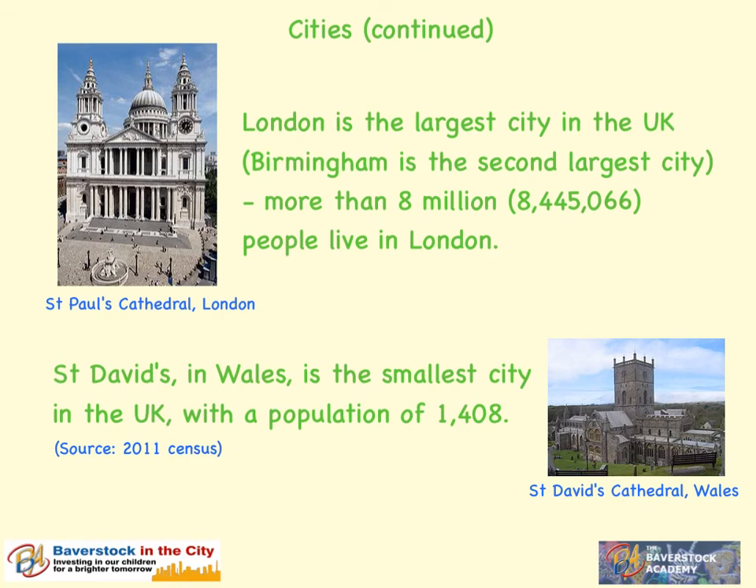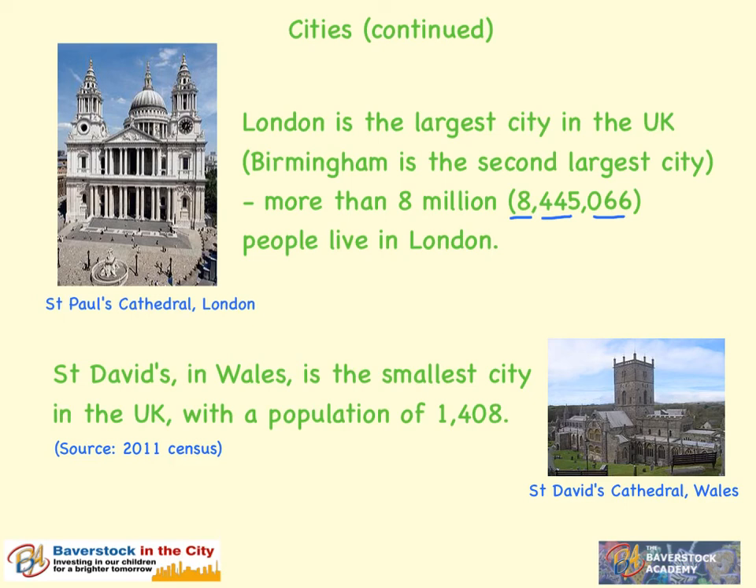London is the largest city in the United Kingdom. Our city, Birmingham, is the second largest city. More than 8 million people live in London. In fact, it's 8,445,066 people that live in London.